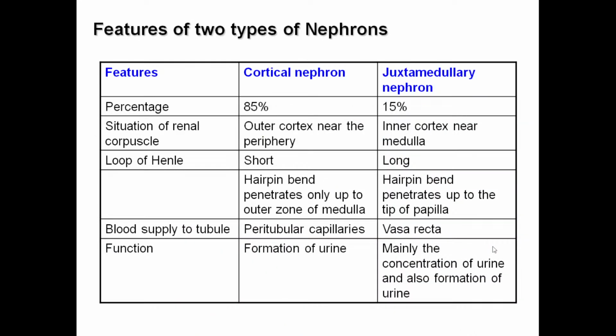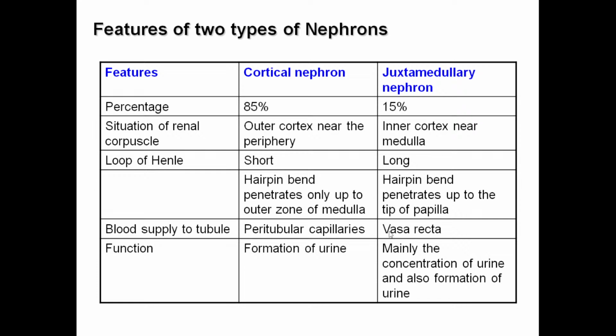Now, on this slide, you have a summary of two types of nephrons. So what do we have? Cortical nephrons are more in number. Then the situation of the renal corpuscle: both will be in the cortex, but one is outer cortex, one is inner cortex. Then the length of the loop of Henle. For the cortical one it is short, and for the juxtamedullary it is rather long. And there will be how far it goes into the outer zone or tip of the papilla.